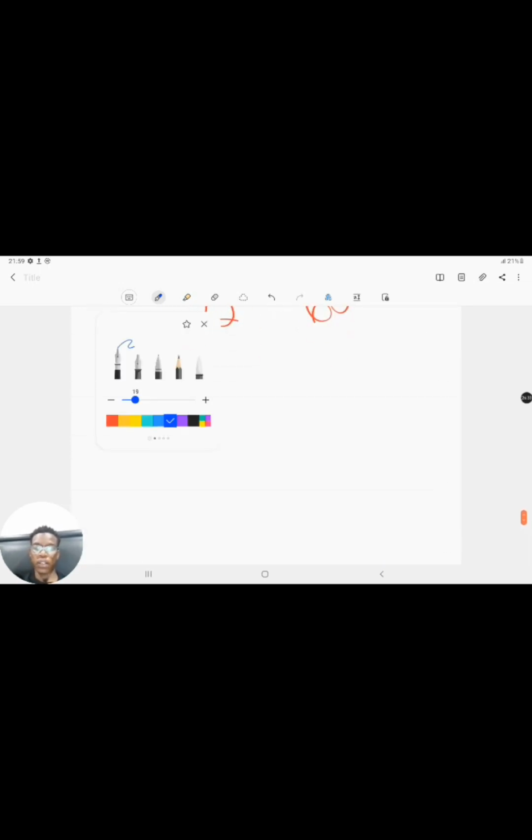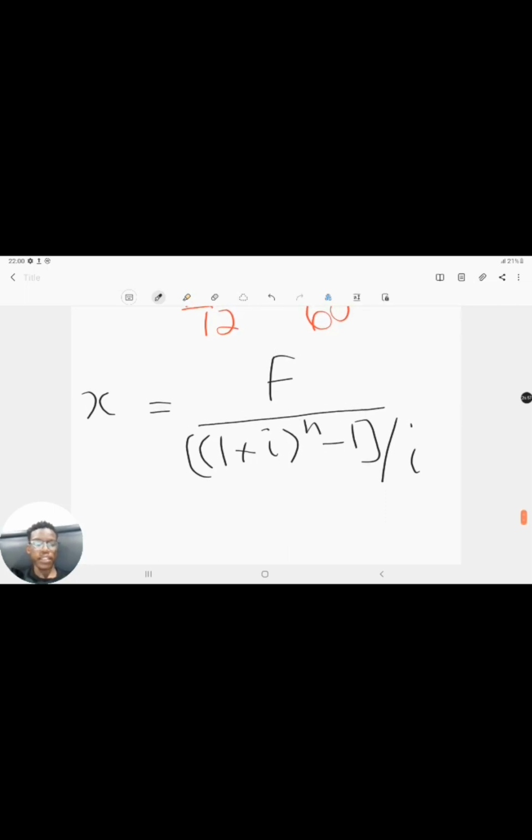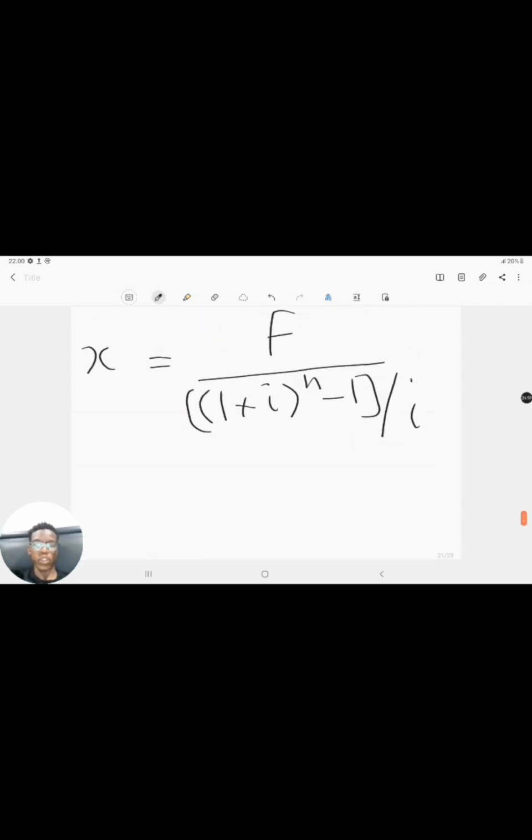So after rearranging, you've got x is equal to f, then 1 plus i to the power of n minus 1, then all of this divided by i. So I just rearranged and made x the subject of the formula. Then you can substitute things.